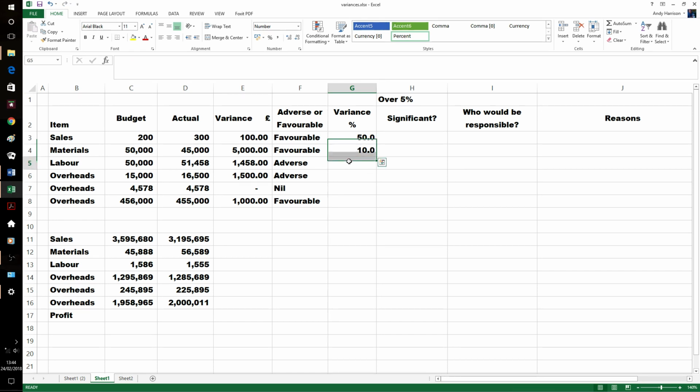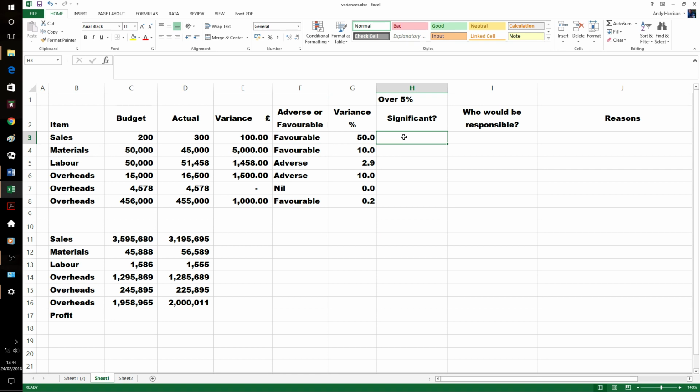And then the other ones, we'll see the difference as we do the normal Control D trick. We've got one of 2.9%, so that is 1458 divided by 50,000 times 100 is 2.9. That's 10%, 1,500. 15,000. That's 0 of course. And this one, although it was £1,000, it was only 0.2%, a fifth of a percent. So now we need to work out whether they're significant.